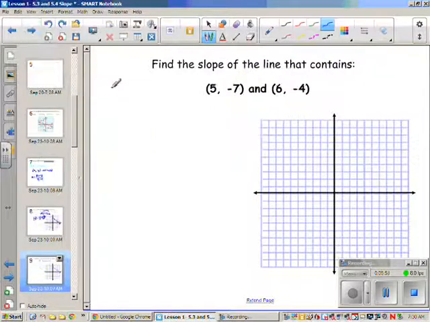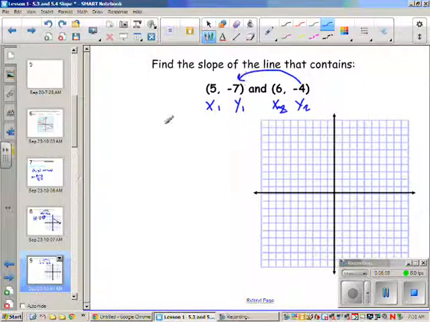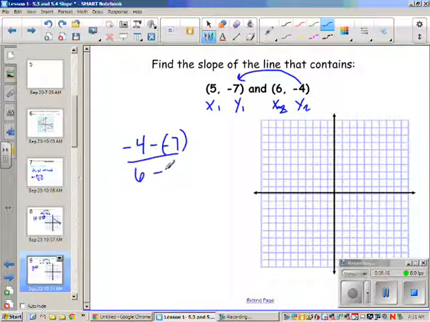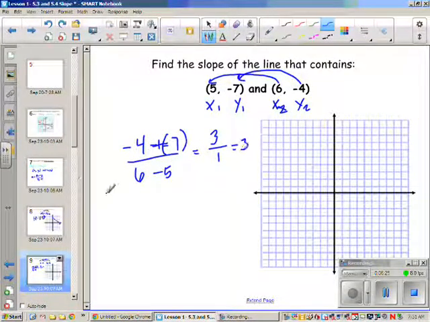Next one. Find the slope between 5, negative 7, and 6, negative 4. Again, we could graph those, but I'm going to skip the graph, and I'm going to do x1, y1, x2, y2. Whoops, that's supposed to be a 2. And I'm going to take negative 4 minus negative 7 over 6 minus 5. Notice that two negatives in a row are going to turn to a positive. So negative 4 plus 7 is a positive 3. And 6 minus 5 is 1. So my slope is 3.